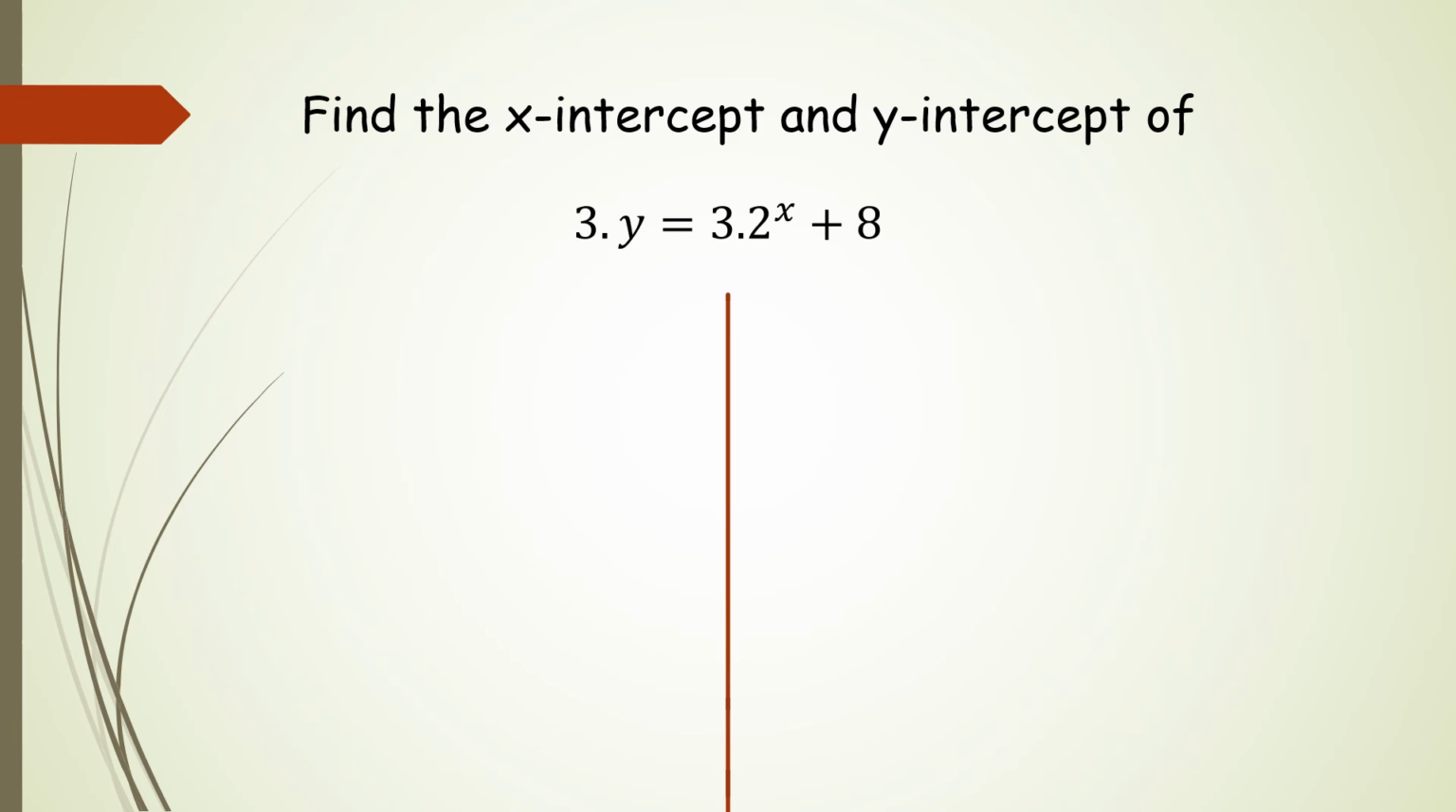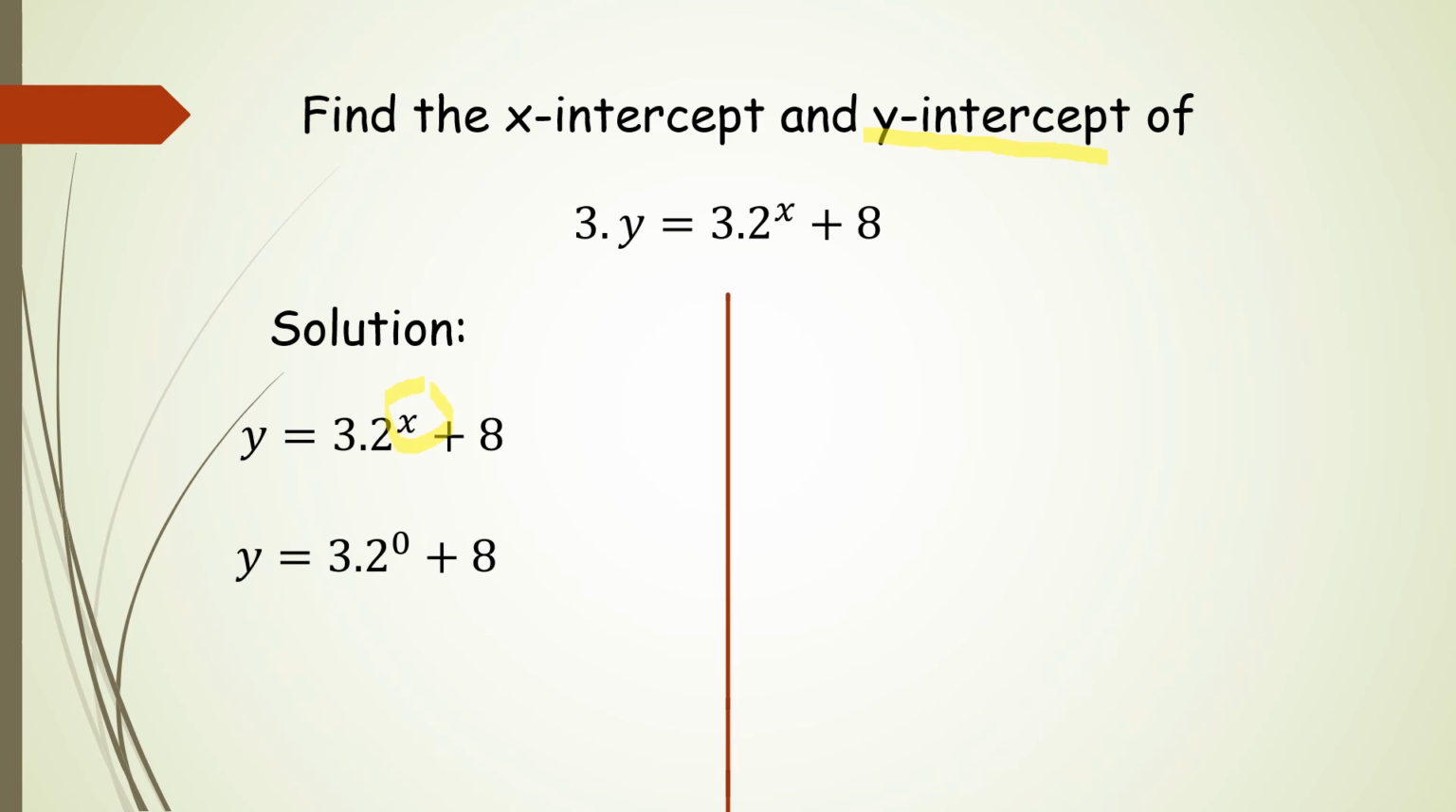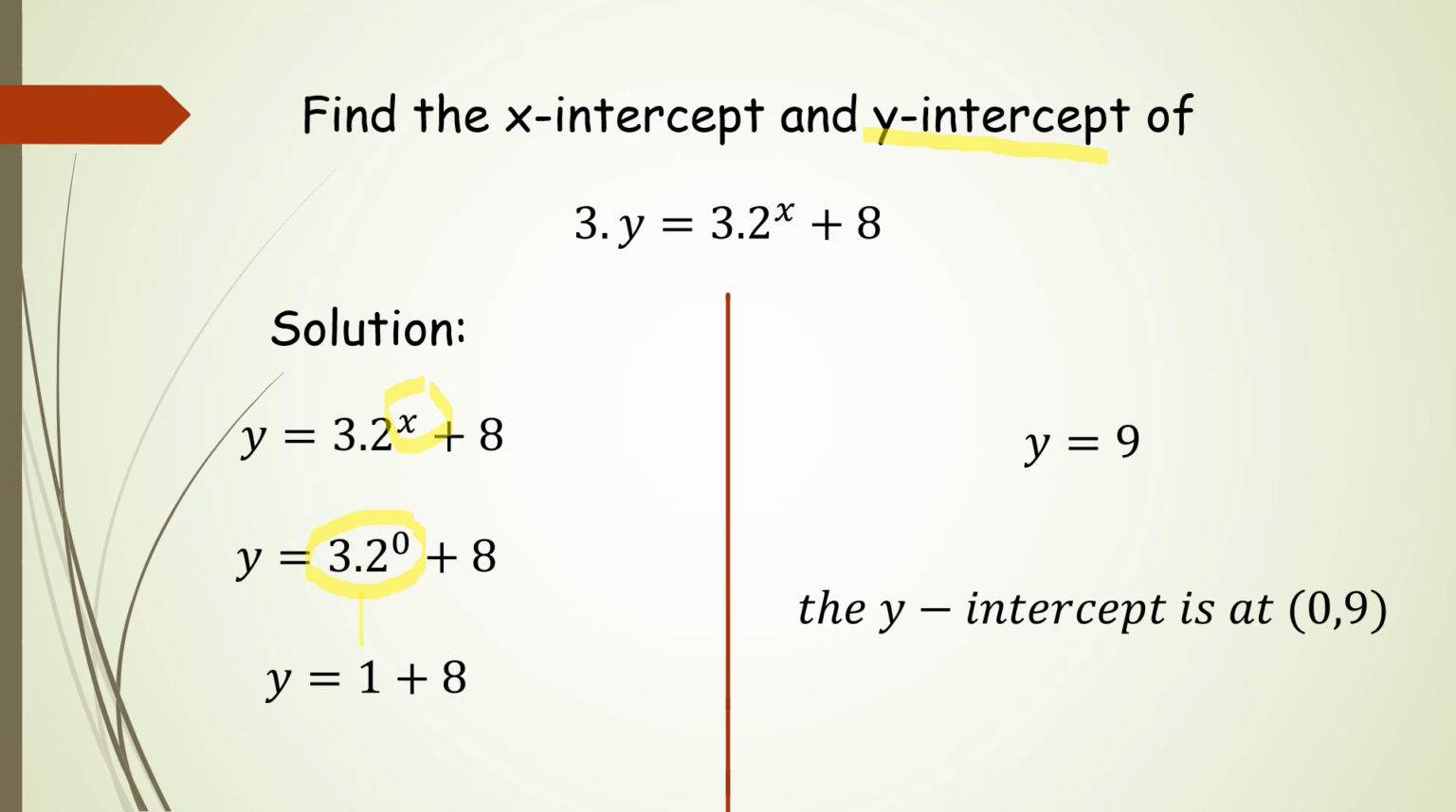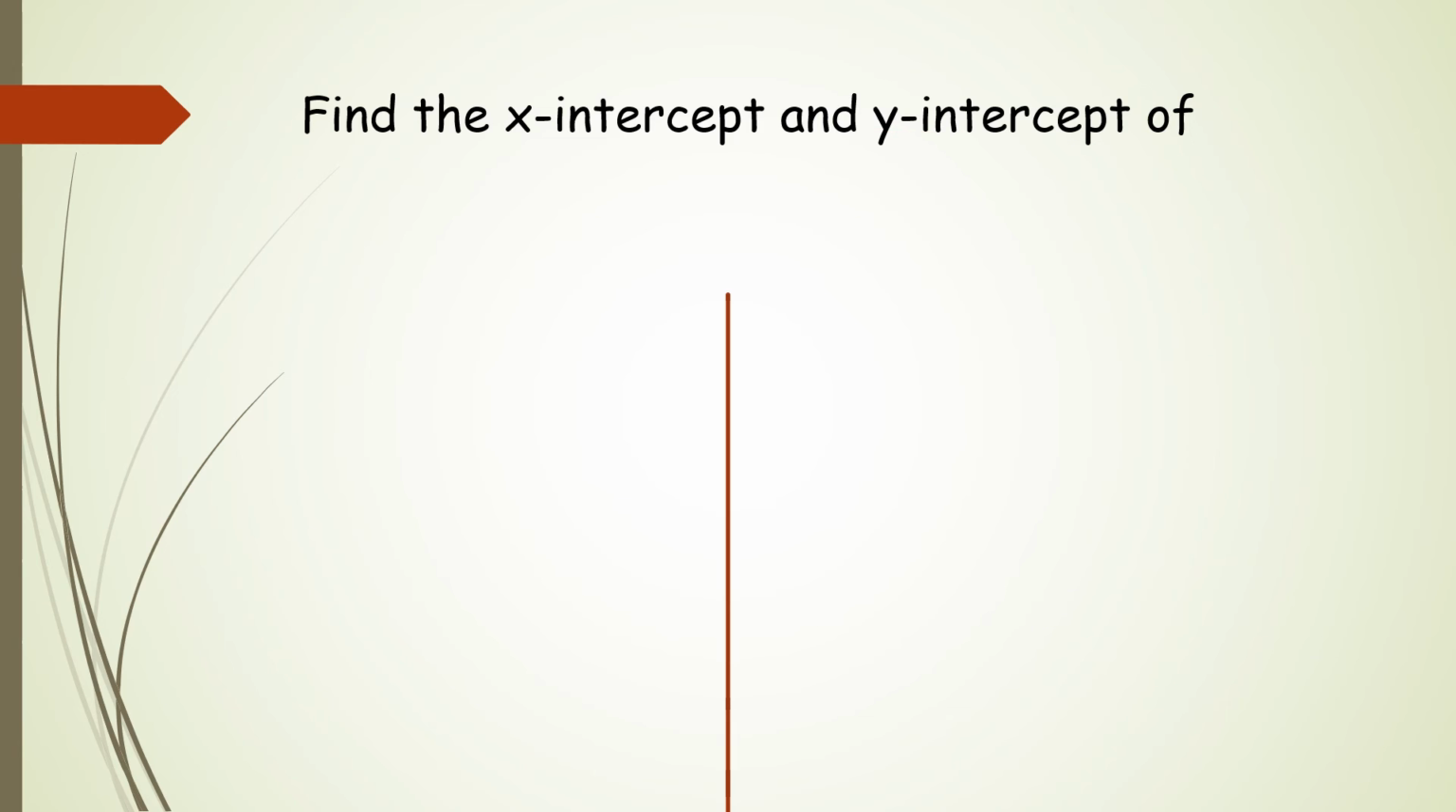Number 3, y is equal to 3.2 raised to x plus 8. Let us first find the y-intercept. Using the given, we let x is equal to 0. So we have y is equal to 3.2 raised to 0 plus 8. Anything we raise to 0 is equal to 1. So we have y is equal to 1 plus 8. And that is y is equal to 9. Therefore, the y-intercept is at 0, 9.